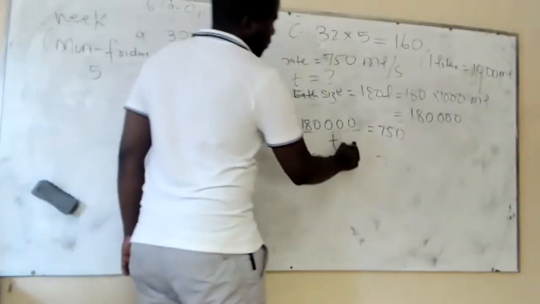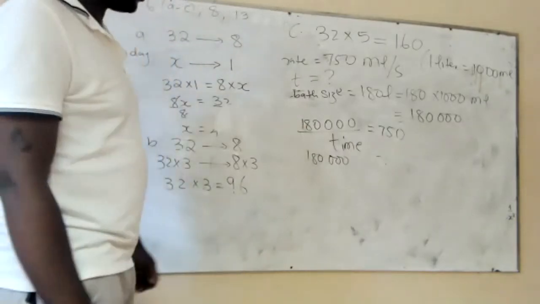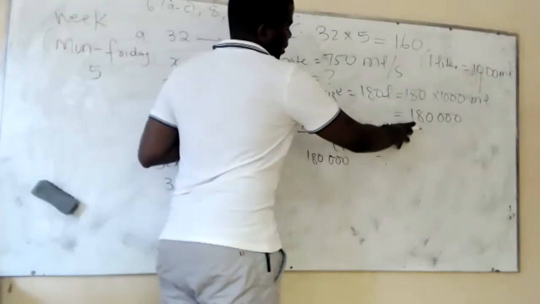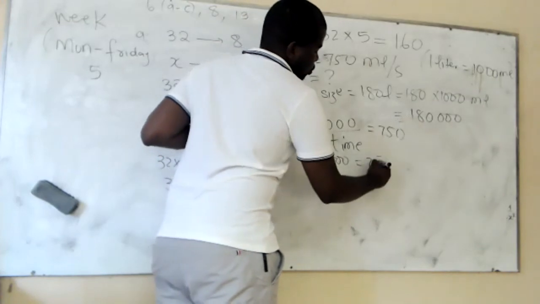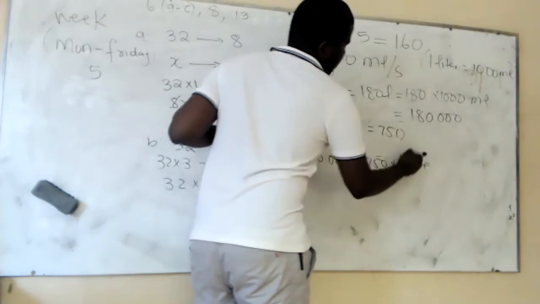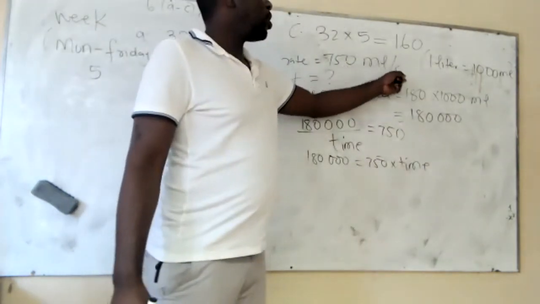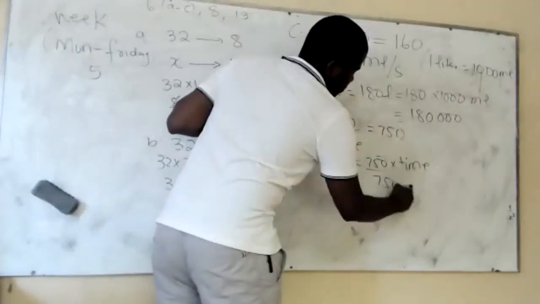You can even replace it by time, writing time like this. Okay. So now you cross multiply like this. This multiplied by that, and then it's going to be 180,000 equal to 750 multiplied by the time. Remember, we are computing the time, which must be in terms of what? Of seconds, right? Yes.